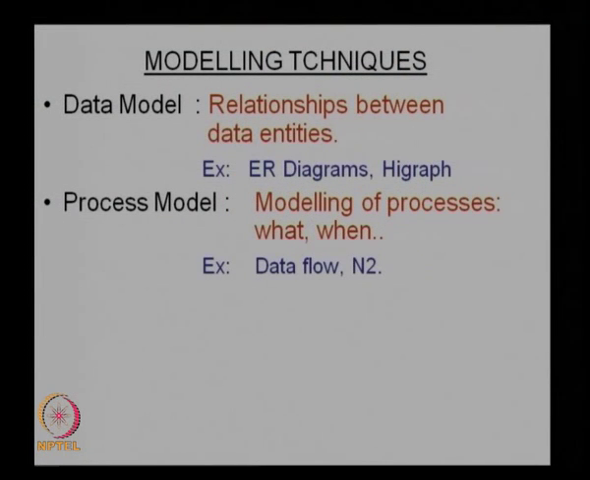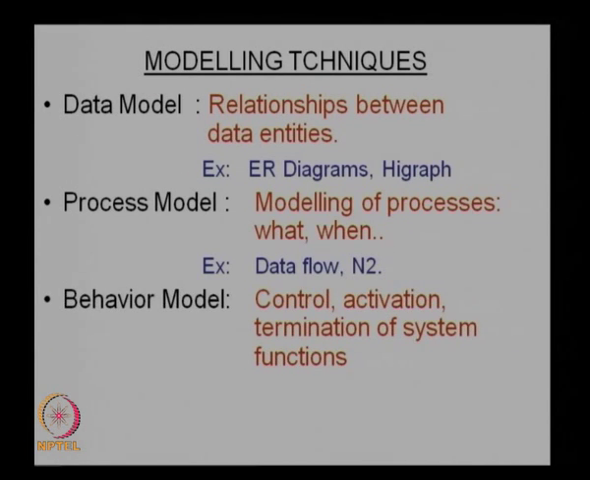Especially in functional modeling we need to identify what function is processed by which entity and how this function flow is taking place. In order to do that we use the process model, and here we have different methods. One is known as the data flow method, the other one is known as the N2 diagram. These are somewhat similar to the IDEF0 diagram we already discussed, but these are alternative methods for modeling of the process within the system. The last one is known as the behavior model.